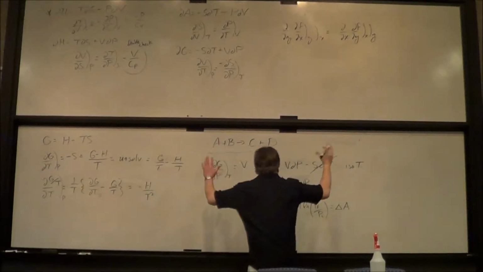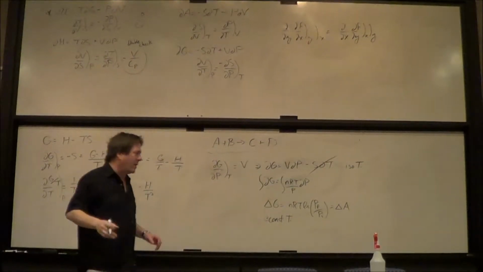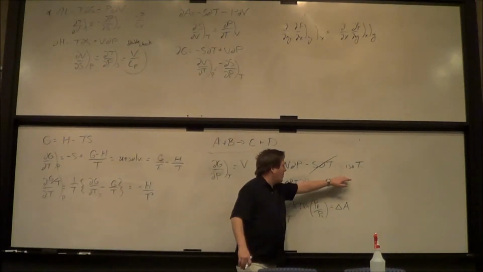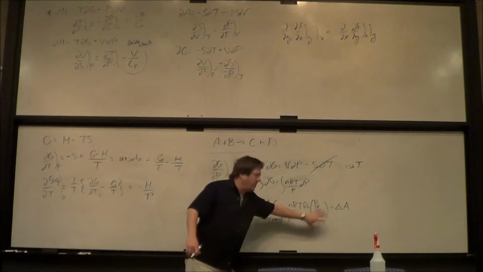Sorry, I'm kind of freelancing right now. I just realized I never really explained this very well, so I'm going off my notes, and I'm sorry if I'm a little wonky. So this is dG, and I said isothermal, so that term disappeared, and it left me with this term, which I can solve. There you go.